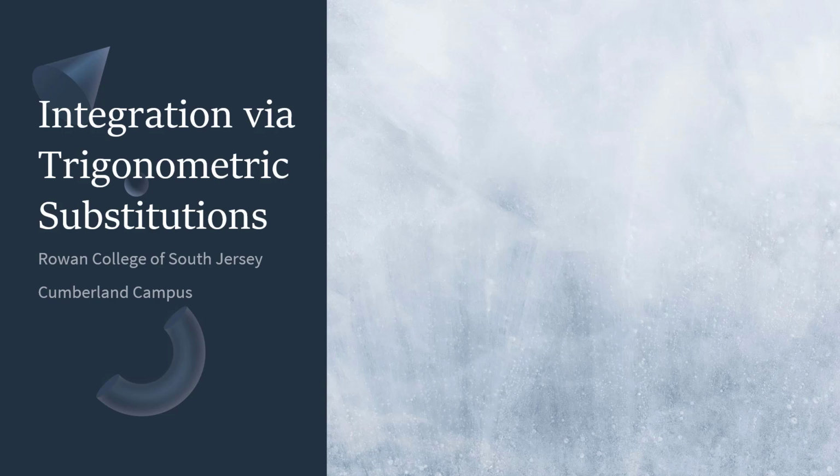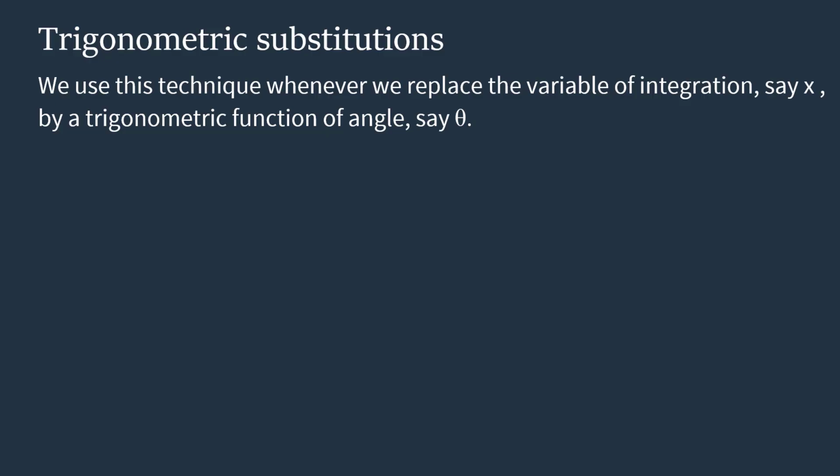In this video, I show you how to integrate via trigonometric substitutions. This is particularly useful for certain types of integrals where the integrand contains a difference or sum of squares. Now, trigonometric substitution, we pretty much use this technique whenever we replace the variable of integration, which I'll call x, by a trigonometric function of an angle, let's say theta.